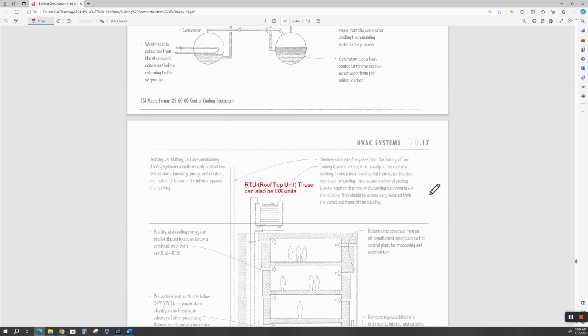All right, HVAC systems in and of themselves, they come in all different shapes and sizes. Let's see, heating, ventilating, and air conditioning, HVAC, that's the acronym. Simultaneously control the temperature, humidity, purity, distribution, and motion of the air in the interior spaces of the building, be it a commercial building or a residence. You have a smart T-stat or thermostat.